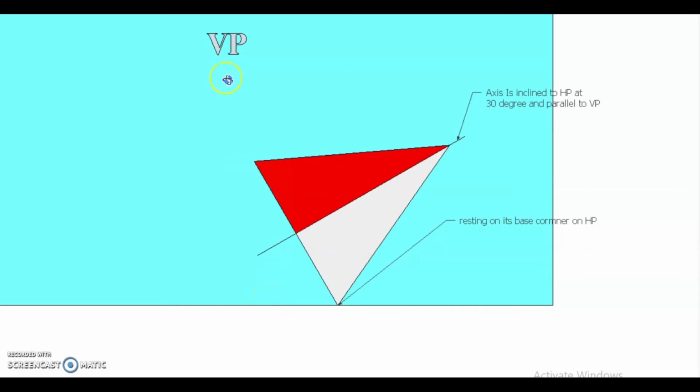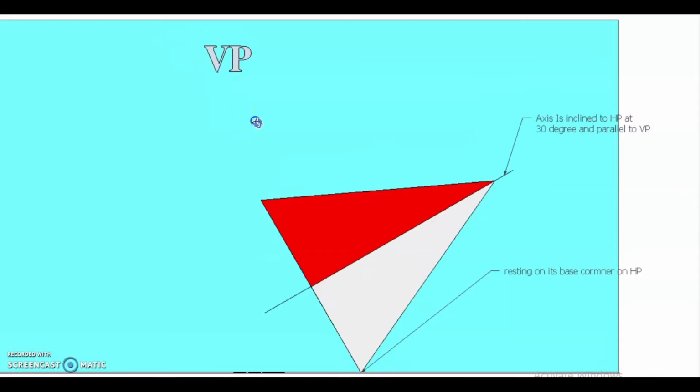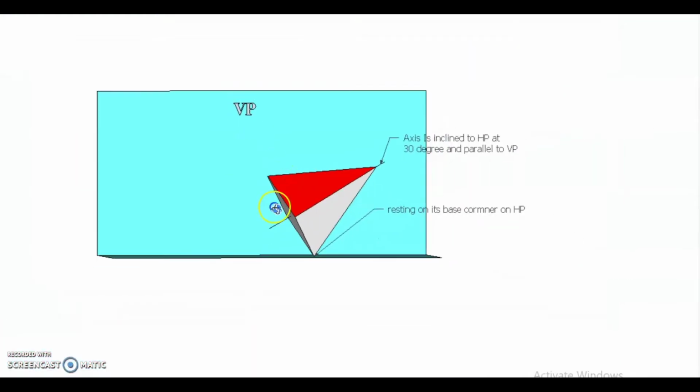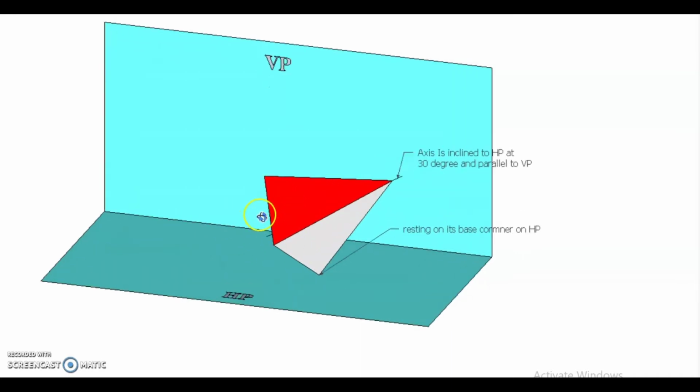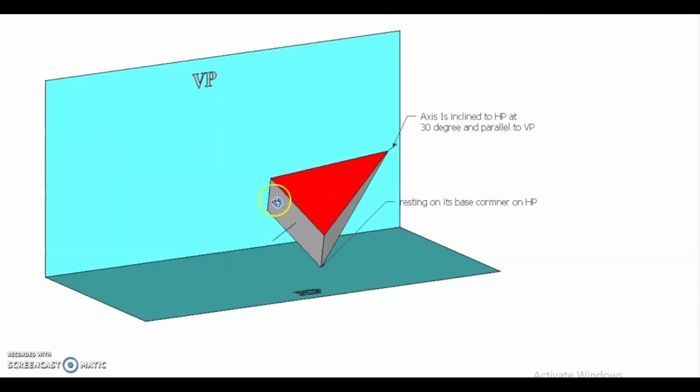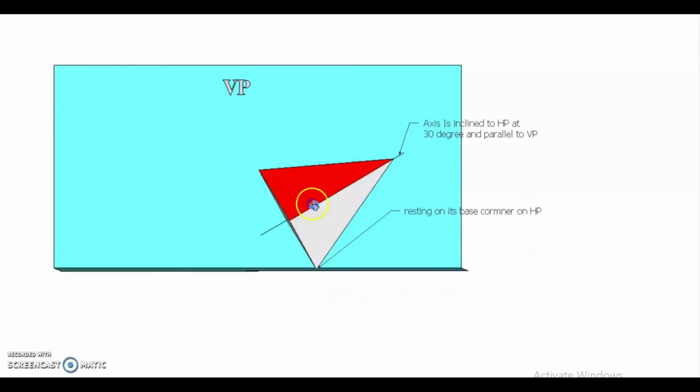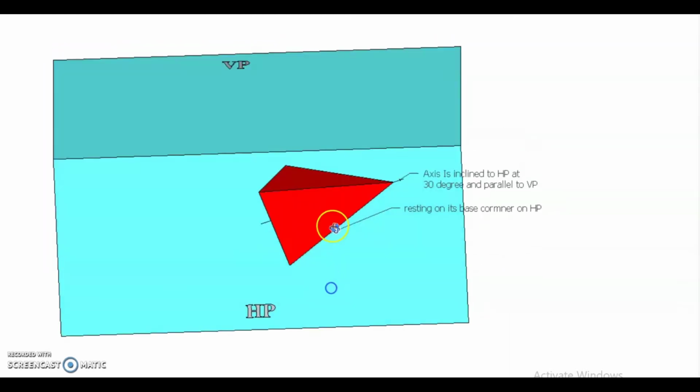So to solve this problem, initially we have to assume that the square base is fully resting on HP and its axis is perpendicular. In this condition we have to draw its top view first, then the front view. Redraw the front view in this position and draw its top view in this position.